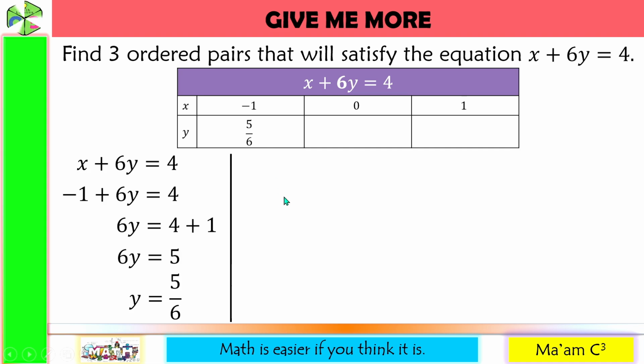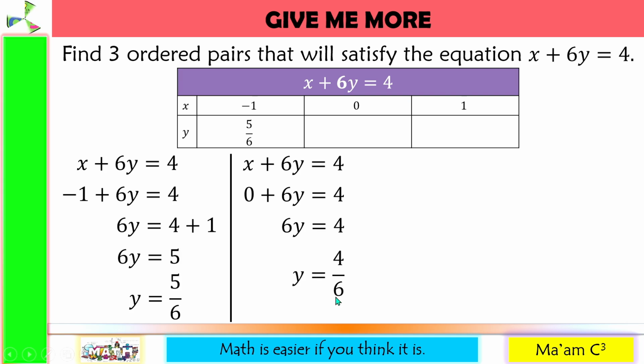Let's have the second one. Again, I'll copy the given equation. This time, I'll substitute 0 for x. So this will be disregarded. So I'll have 6y equals 4. And to solve for the value of y, I have to divide both sides by 6. So this will become y is equal to 4 over 6. In lowest terms, both are divisible by 2. This is 2 over 3. So the partner of 0 for x is 2/3 for y.